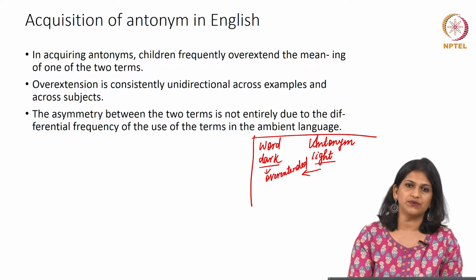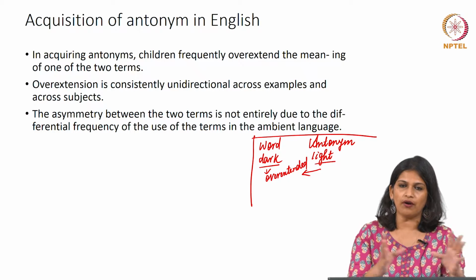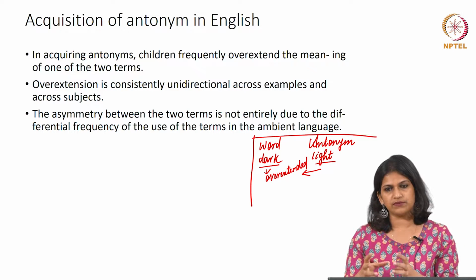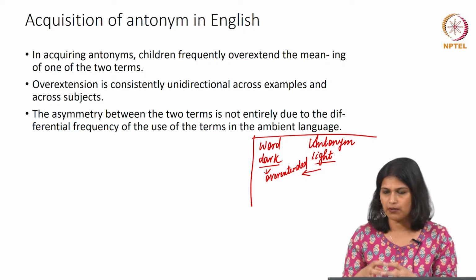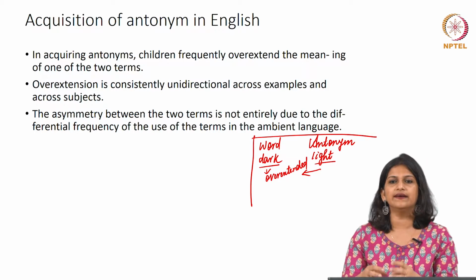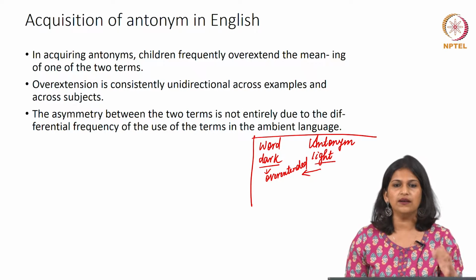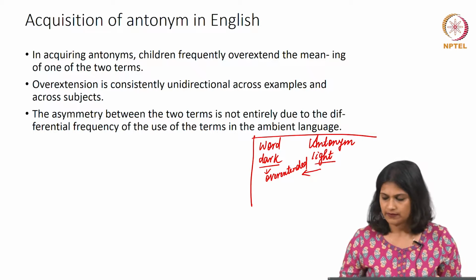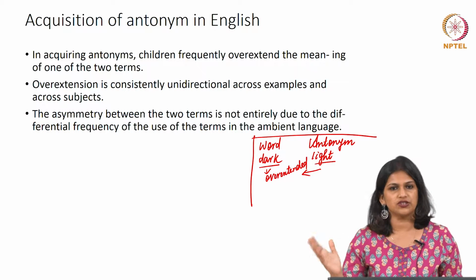Similar is the case with more and less. More seems to have broader semantic overextension. Less seems to have less or smaller, less wide semantic overextension. That is why the child tends to learn more first and less later. The child tends to learn tall first and short later.